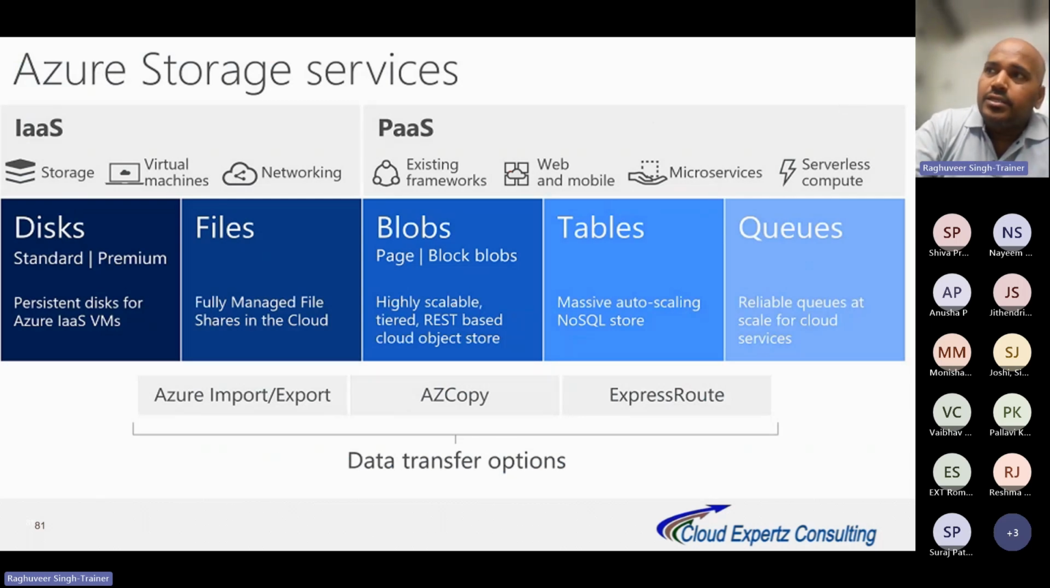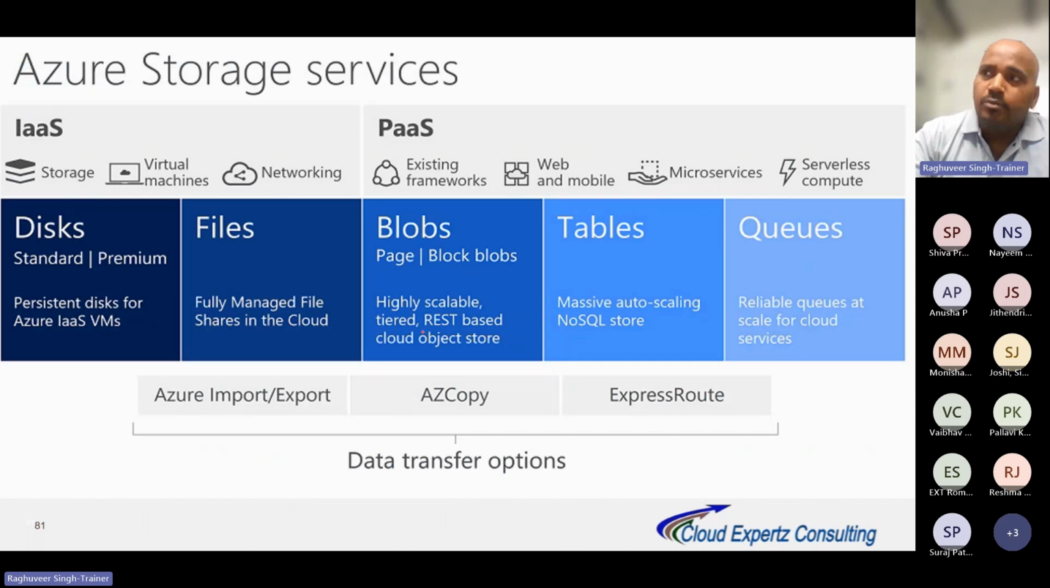Now it says highly scalable. Why does it say highly scalable? Because blobs have no limitations. You can start with 1 KB. You can keep on adding more and more data into blobs and nobody would stop you. There is no limit here. You can put terabytes of data here, highly scalable. Tiered. Tiered basically means they are available in multiple varieties.